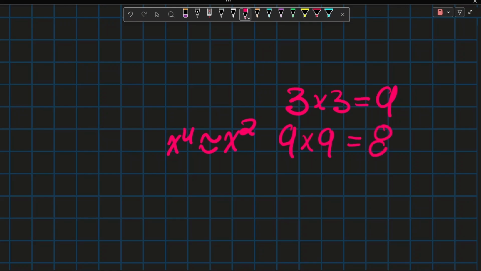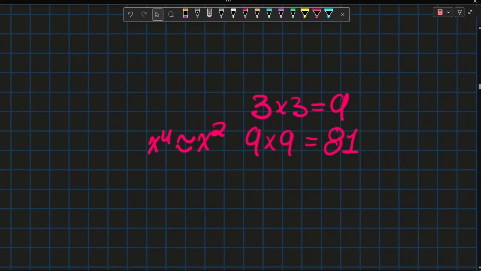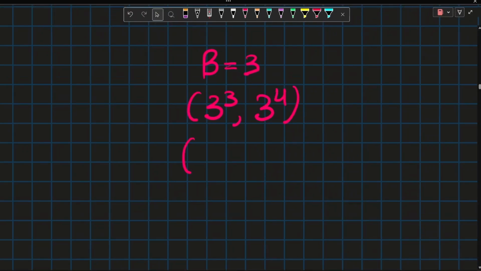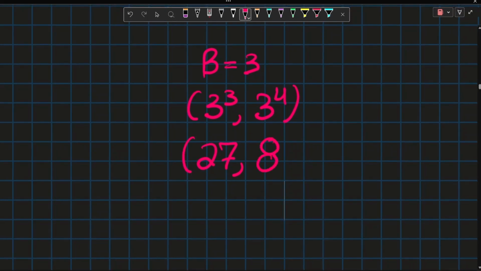This gives me 81. Now let's say our beta value was equal to 3, which means I'd get the pair 3 cubed, which is 3 times 3, which is 9, times 3, which is 27, comma 3 to the 4. 27 times 3 is 81. So we get the pair 27, 81.